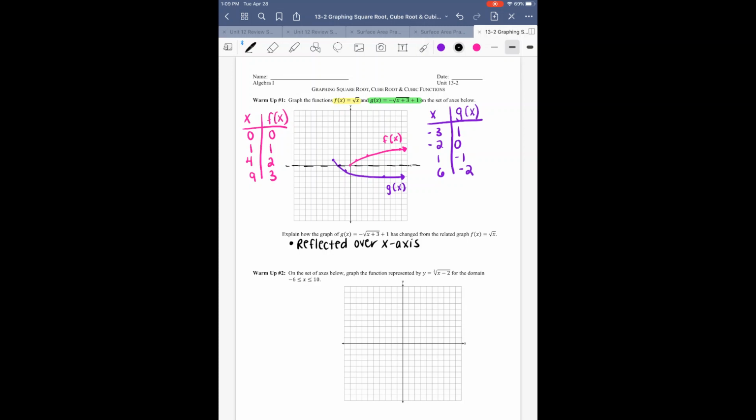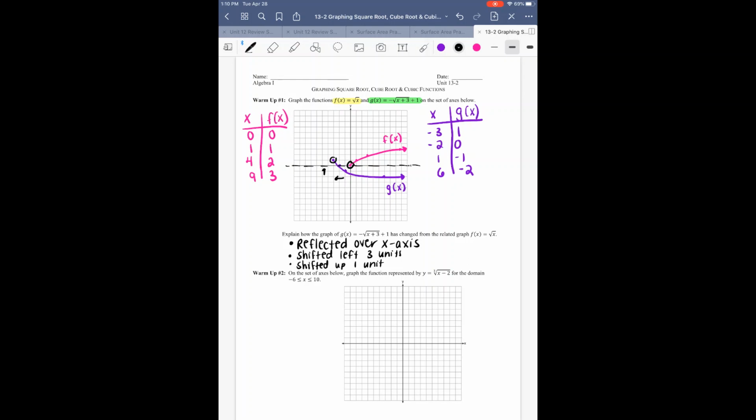The next thing I noticed is that the starting point is in a different spot. If I was going to reflect 0, 0 over the x-axis, it would stay in the same place. So because it's in the same place, I'm going to use that point to help me figure out the shift. So it has also been shifted to the left 3 and up 1. Shifted left 3 units and shifted up 1 unit.